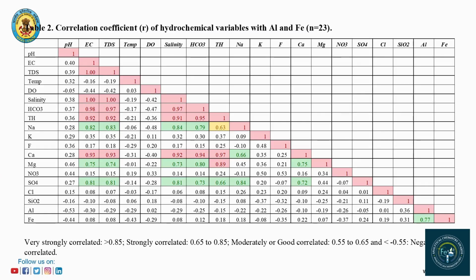We have also prepared the correlation coefficient of the hydrochemical solutes or variables along with aluminium and iron. We can see the pink is the very strongly correlated, and strongly correlated 0.65 to 0.85. So we have the correlation matrix. We can calculate the correlations between the two variables.